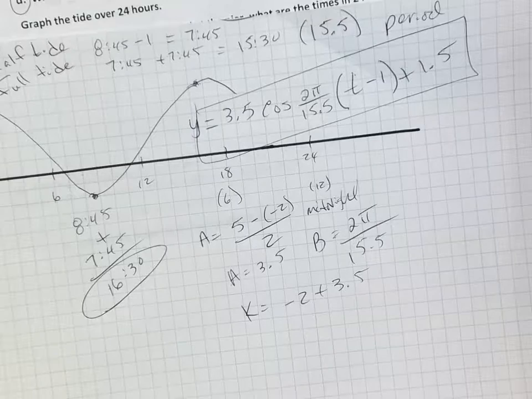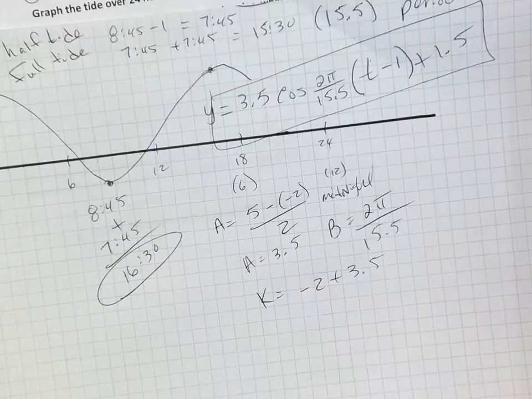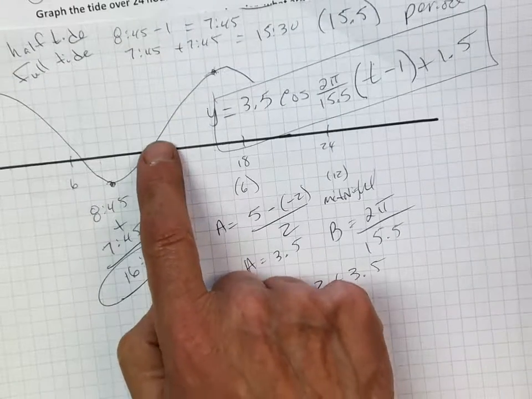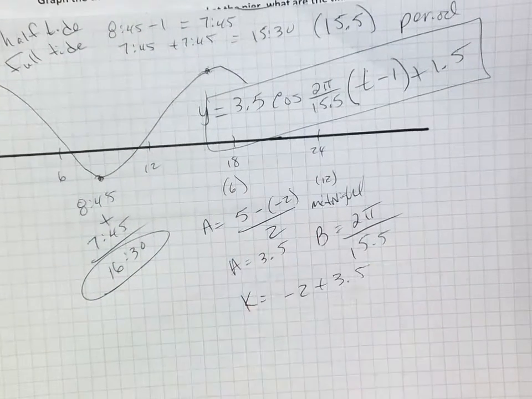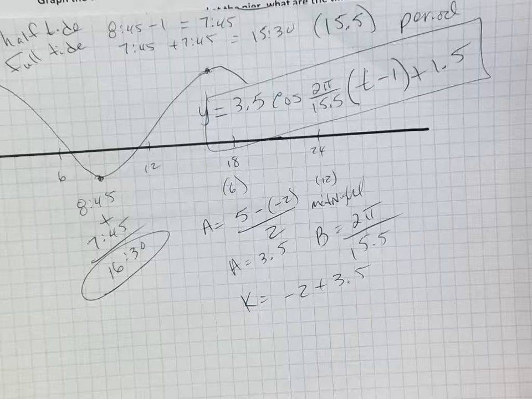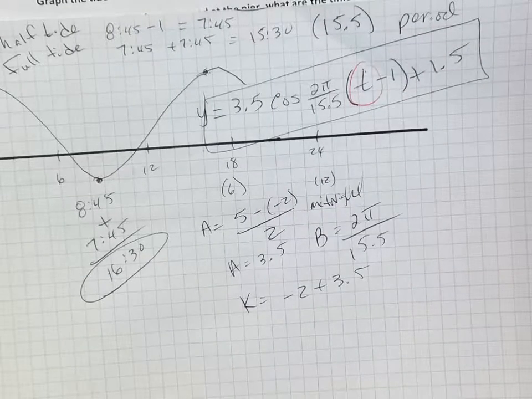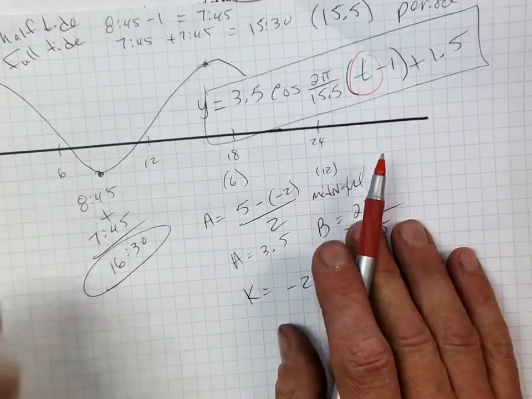What is the height at noon? So the height at noon we could guess. It looks like it's about 1. Doesn't it? It looks like about 1. Maybe a half. But if we wanted to do exact, we would just plug 12 into here, right? Does that make sense?